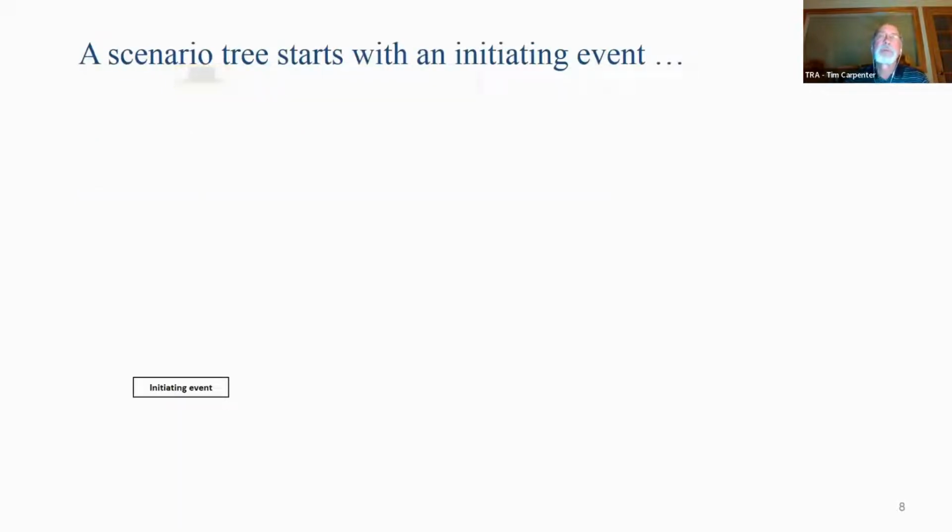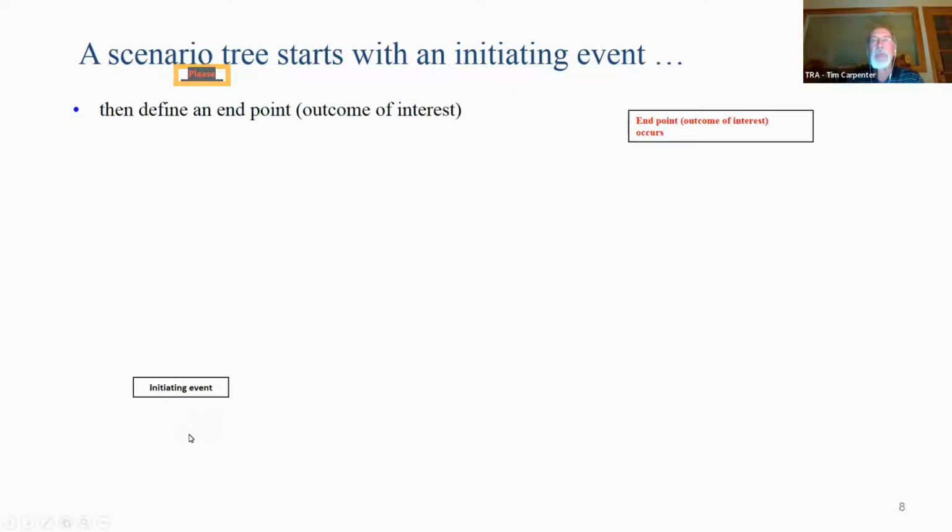So in creating a scenario tree, there's a number of ways to do this. One is to start at the beginning. And to do that, we have an initiating event. And in creating a tree, you would be creating it from left to right and reading it from left to right. So we start off on the far left with an initiating event and end up on the far right with the outcome, the final endpoint or outcome of interest.